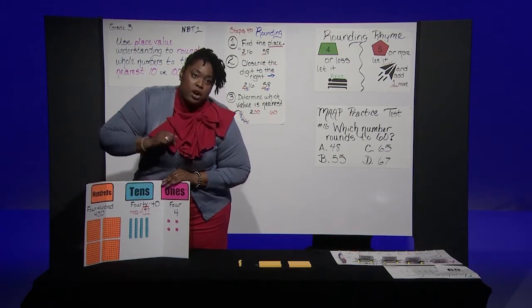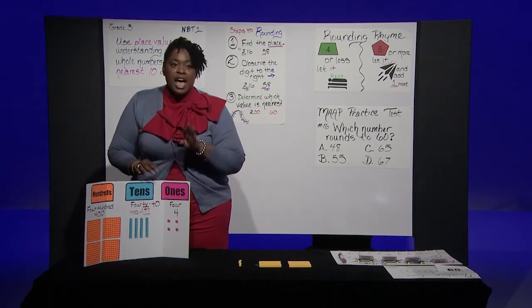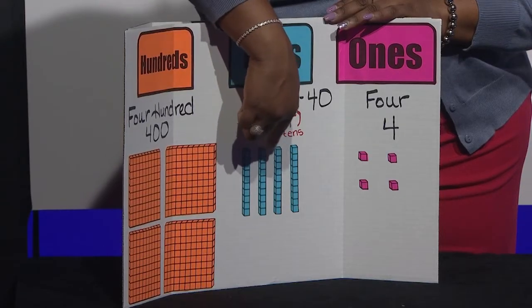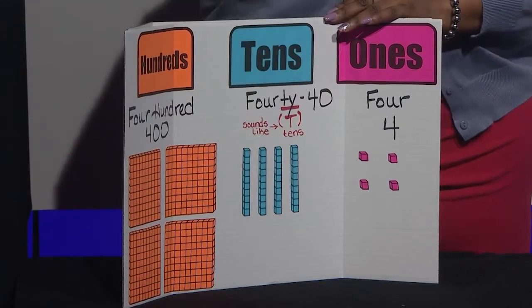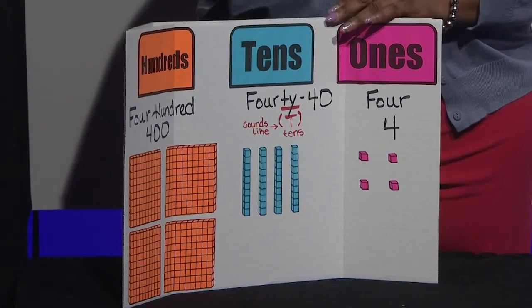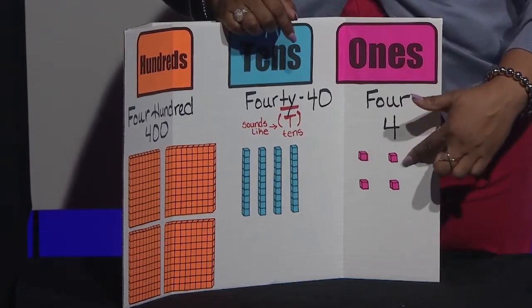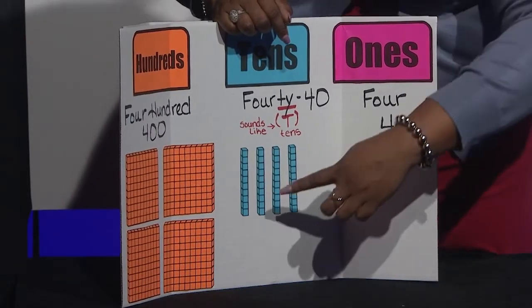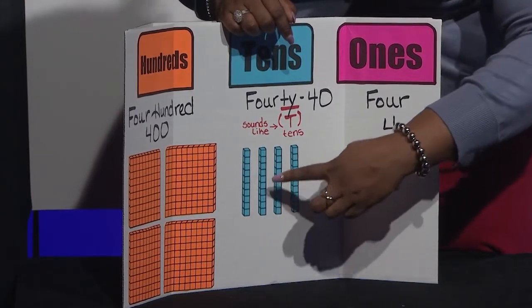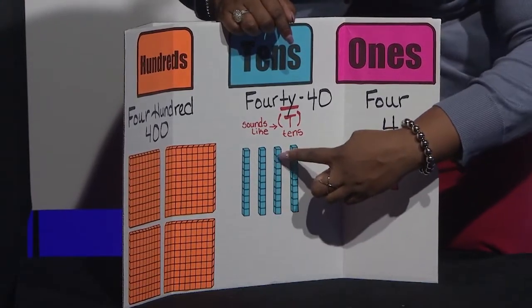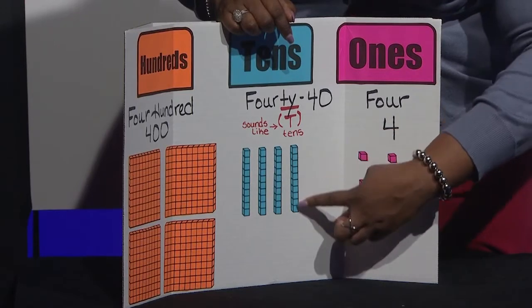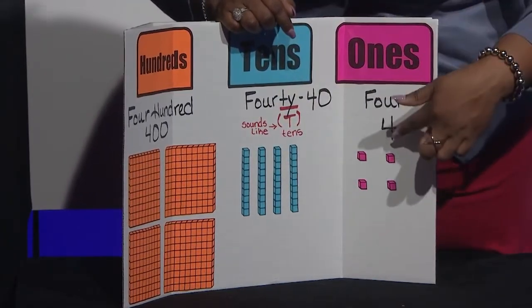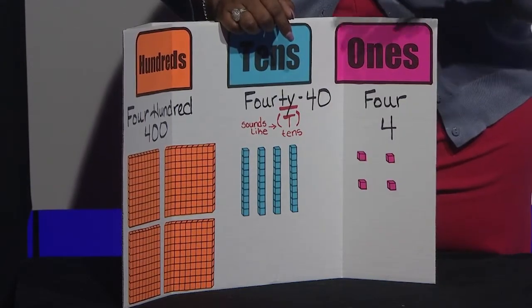So what does that 4 in that place mean? Well, it means that I have 4 tens. 1, 2, 3, 4. There are 4 tens. But does that look like my 4 in my ones place? No. 10, 20, 30, 40. Each one of these units is 10, but each one of these units is 1.